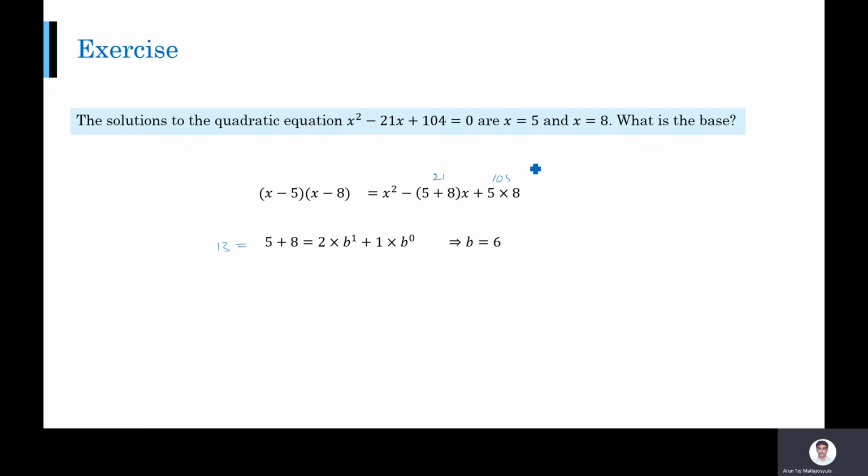I can verify this because I have one more equation. 5 into 8, which should be 40, is 104 in this base 6. I can check whether it is holding or not. 104 in base 6 is 4 into 6 to the power of 0 plus 0 into 6 to the power of 1 plus 1 into 6 square. That is 36 plus 4, which is equal to 40. So the answer is 6.